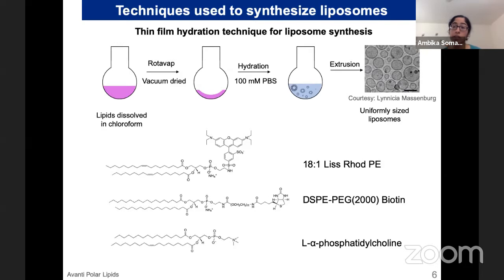Here are the 3 lipids that I show you here, the lipids that we use to make our liposomes. The first lipid has a rhodamine molecule. The rhodamine has fluorescence characteristics, and we're able to see it under the confocal microscope. The next lipid has a biotin head. This gives us the functionality to attach enzymes onto the external surface. And the third phospholipid that I show here is the backbone phospholipid that makes up over 95% of the liposomes.